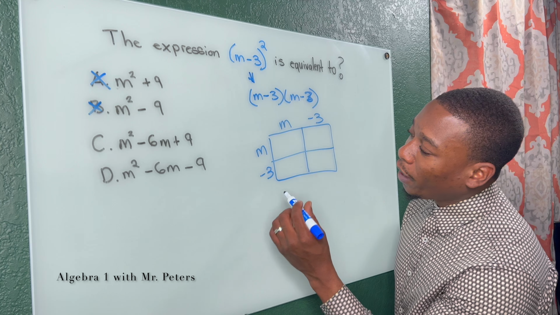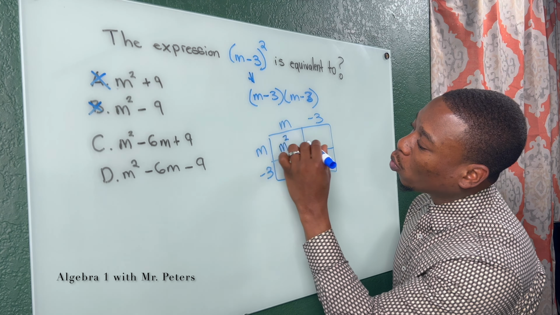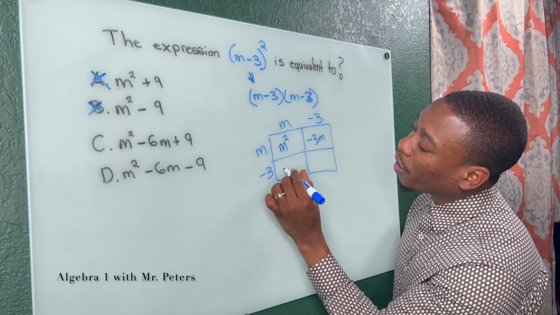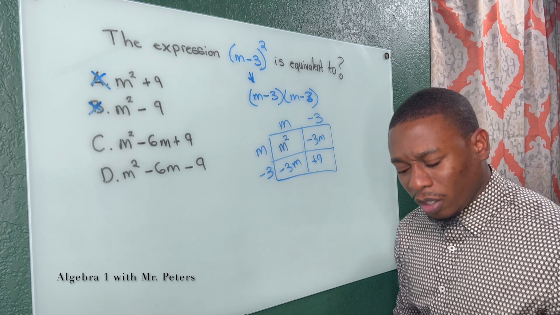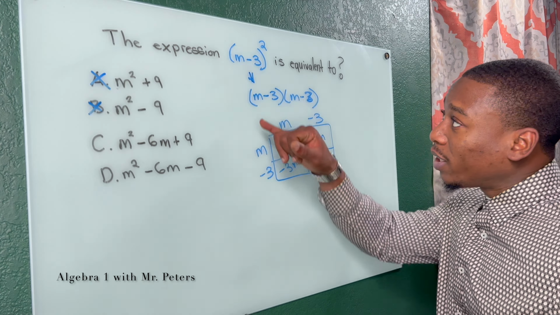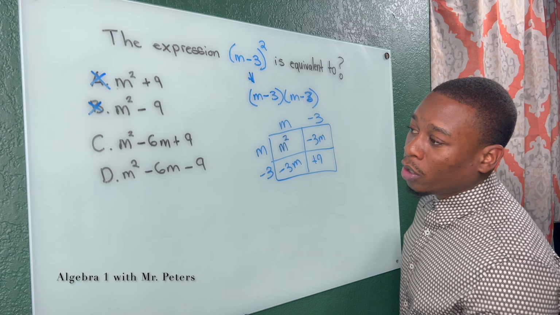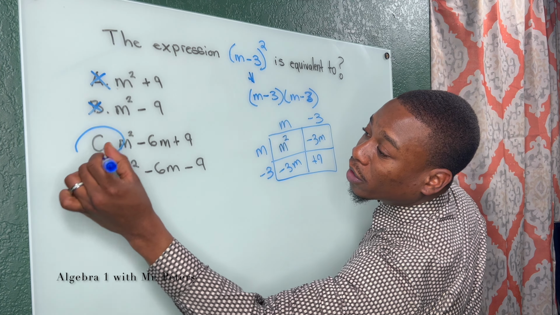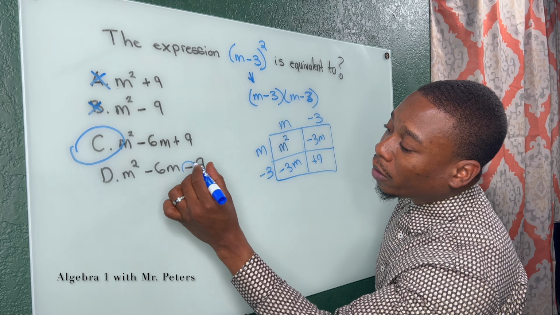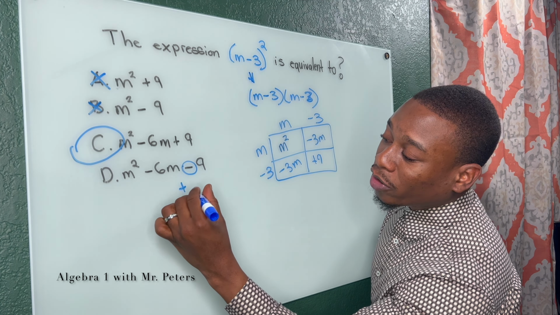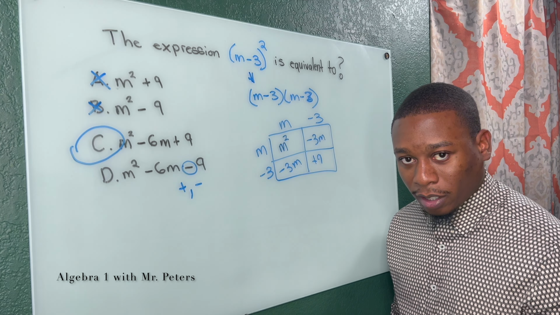So when we go through now, we'll have m squared minus 3m minus 3m plus 9. And if you didn't already know, guys, think about it. When we take negative 3 and we square it, we should know that it's going to give us a positive. The only way for 9 to be negative is one factor is positive and one is negative.